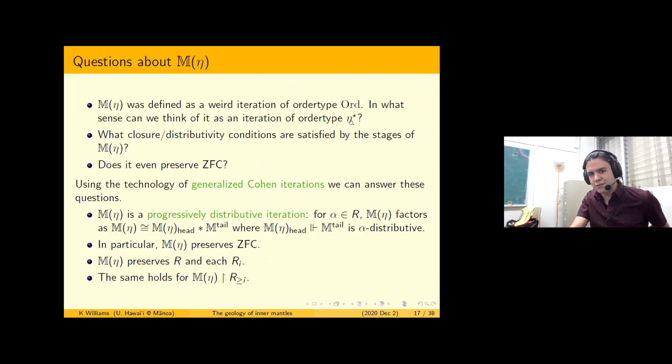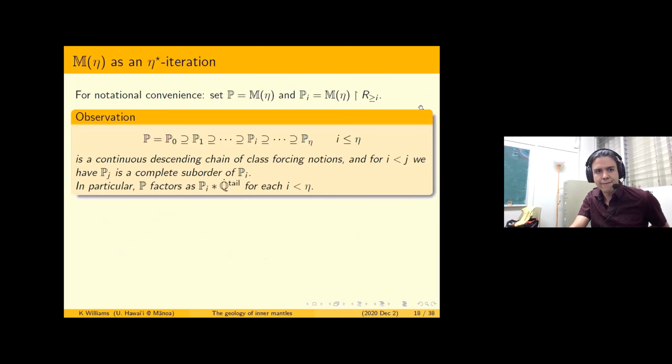Okay, but I haven't yet told you in what sense it's an iteration of order type eta star. That's what I want to tell you now. For notational convenience, let me rename everything because I have lots of subscripts and it's annoying to have indices and subscripts after parentheses. So let's call the whole forcing P, and P sub I is going to be the restriction to coordinates with index at least I.